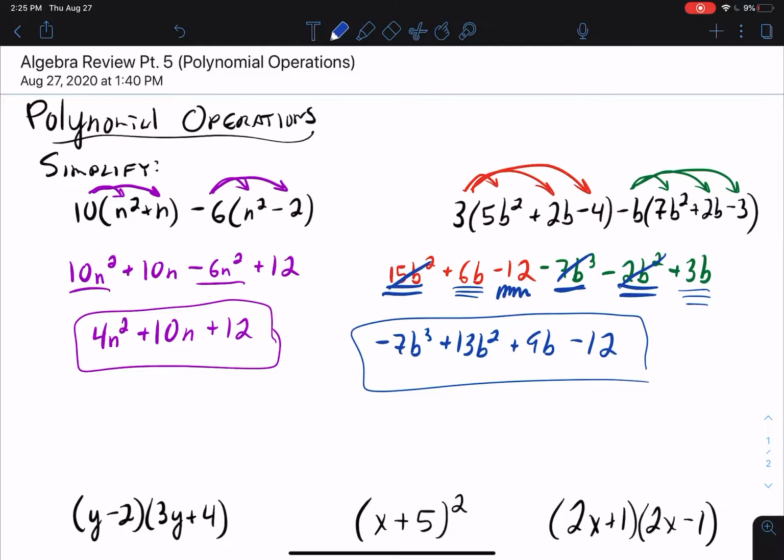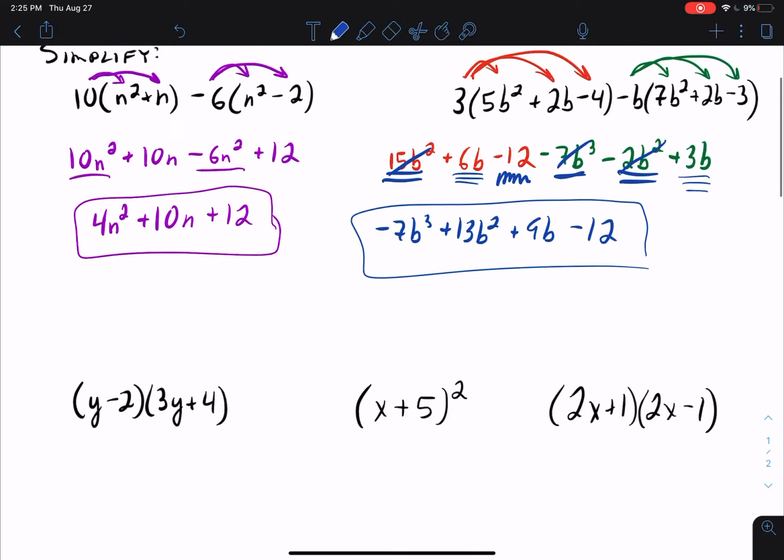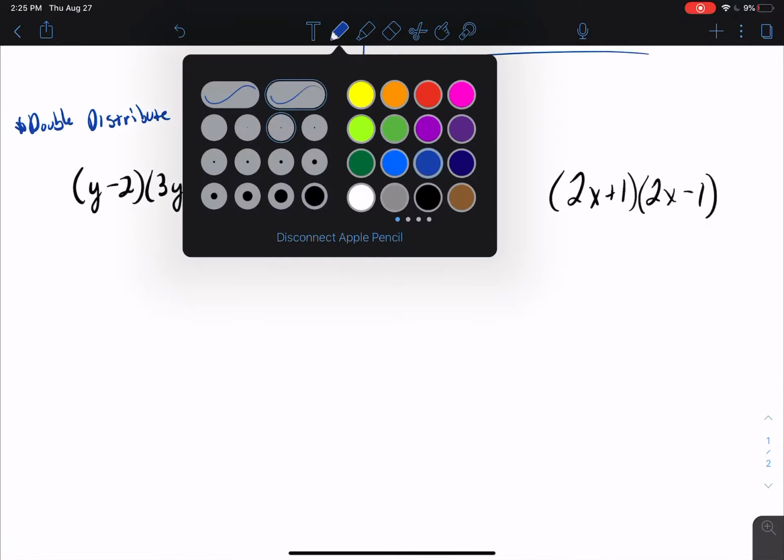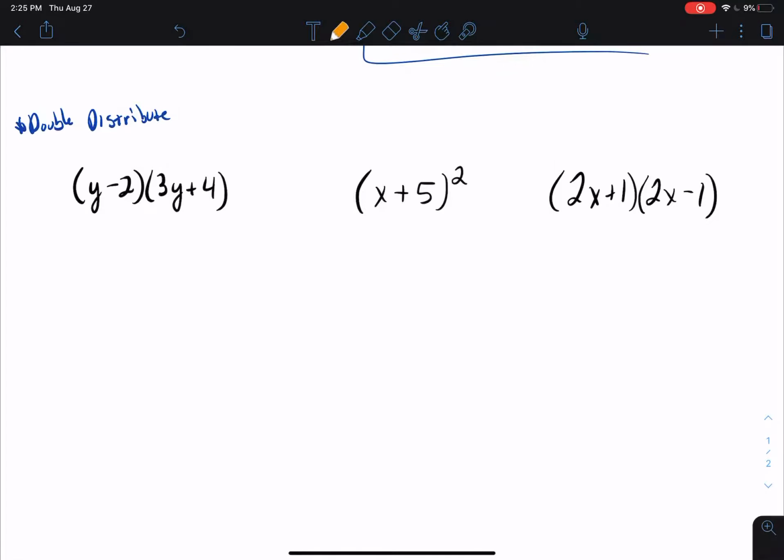Next up, let's deal with multiplying some binomials together. We've got y minus 2 times the quantity 3y plus 4. Now, they're both in parentheses. So this is going to require me to double distribute. What do I mean by that? So let's talk about this. I need to distribute y to everything from the second group. And I need to distribute that negative 2 to everything in the second group.